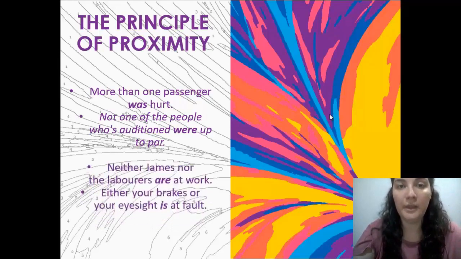In the first one, we have different grammatical persons coordinated by neither nor. The first one is singular, James, and the second is plural, the laborers. In the following example, we have two subjects coordinated by either or. One is plural, the first, and the other is singular. As the singular is closest to the verb, it will take a singular form.